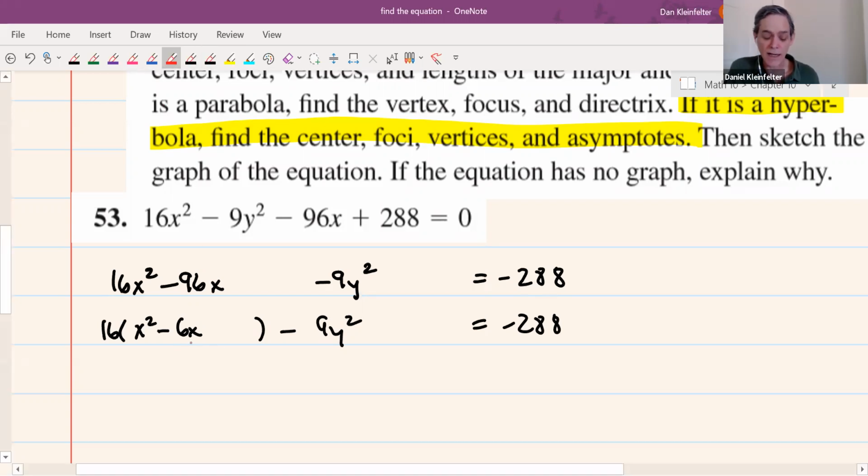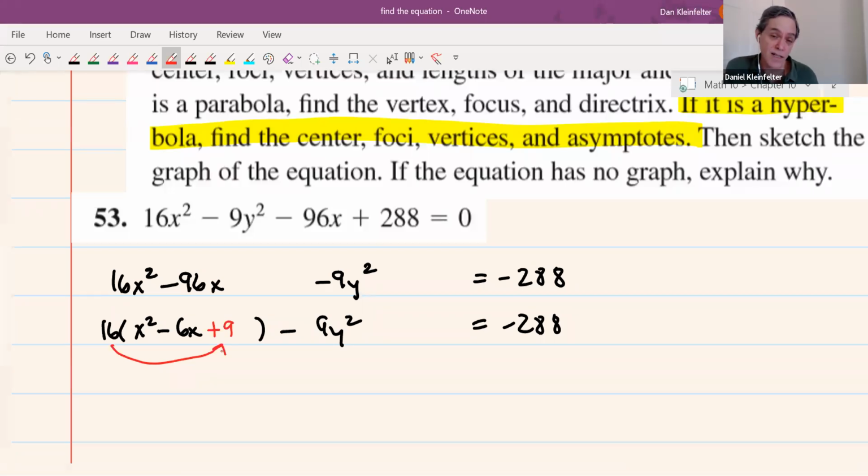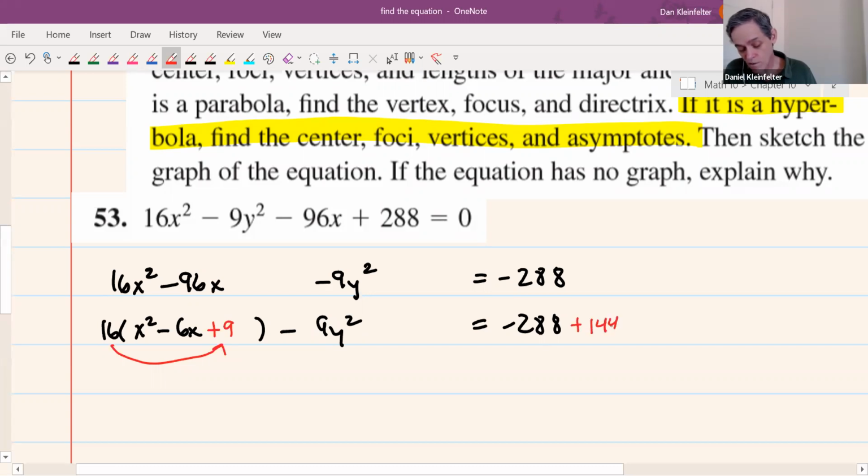And so inside the parentheses, we've got that -6. Half of -6 is -3. -3 squared is 9. So I'm going to add in this red 9. Notice when I did that, if I quit right now and multiplied, we'd have 16 times 9, which is 144. So drawing in that red 9 increased the left side by 144. So we're going to add 144 on the right side, not 9. Okay, so that will help.